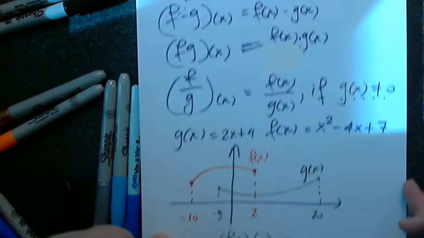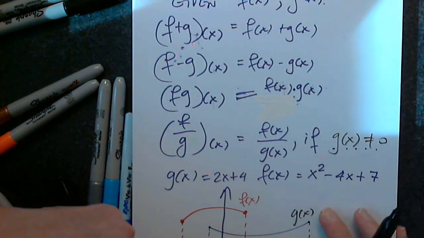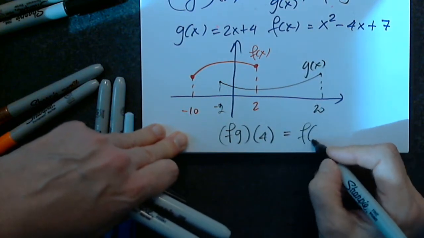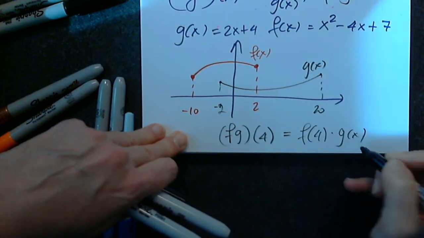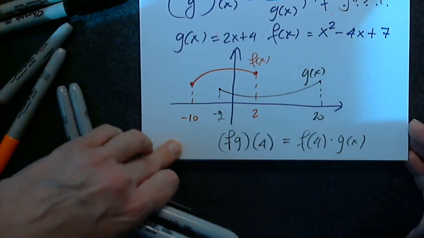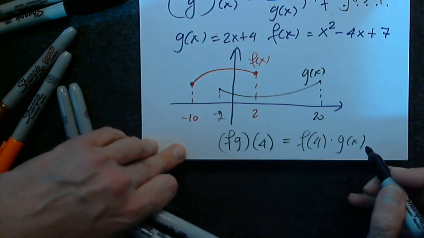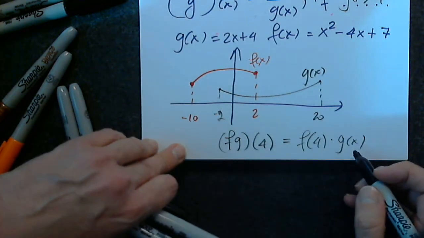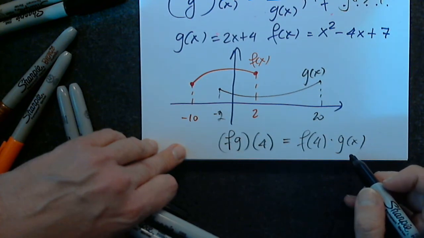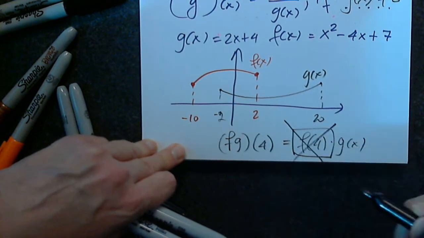You will say that's a piece of cake. Fg at 4 means f of 4 times g of 4. That's not a big deal. And you will say it's f of 4 times g of 4. But what is the problem? Is there a problem? Yeah, there is no f of 4. Exactly. F of 4 does not exist.